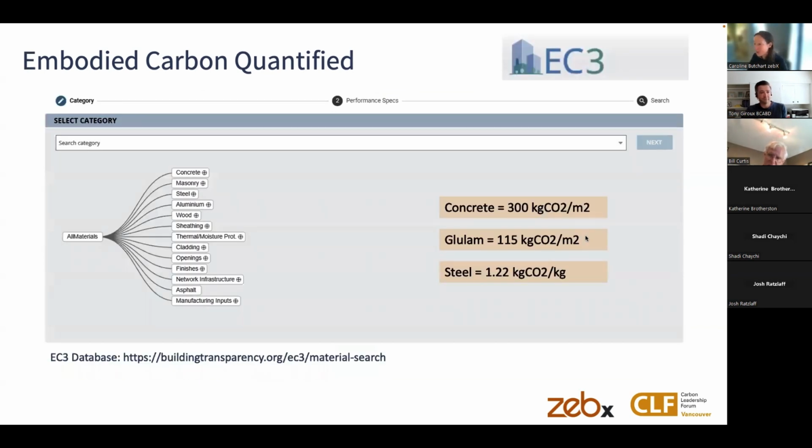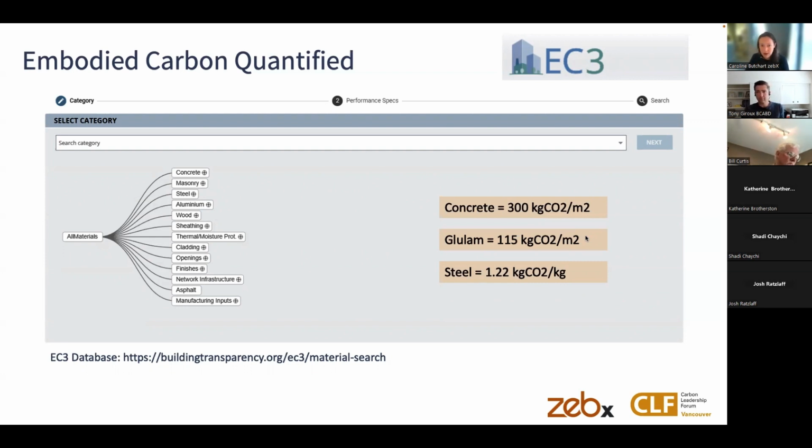So how do you find out what the carbon footprint of your materials are? Well, one great source is the EC3 database. And this is a screenshot. The EC3 database is free to use. Anyone can sign up. And this is just a screenshot of the homepage.